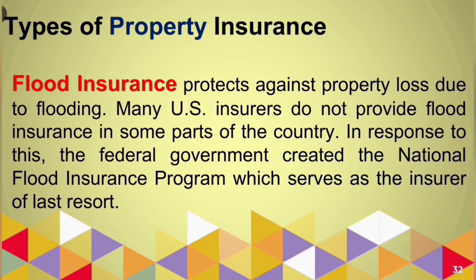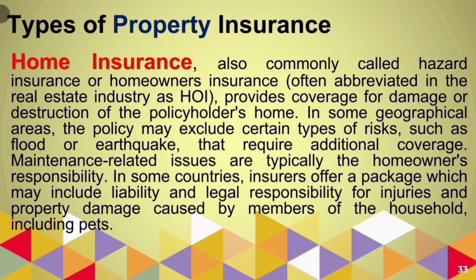Types of property insurance. Flood insurance protects against property loss due to flooding. Many U.S. insurers do not provide flood insurance in some parts of the country. In response to this, the federal government created the National Flood Insurance Program, which serves as the insurer of last resort. Types of property insurance. Home insurance, also commonly called hazard insurance or homeowners insurance, often abbreviated in the real estate industry as HOI, provides coverage for damage or destruction of the policyholder's home.